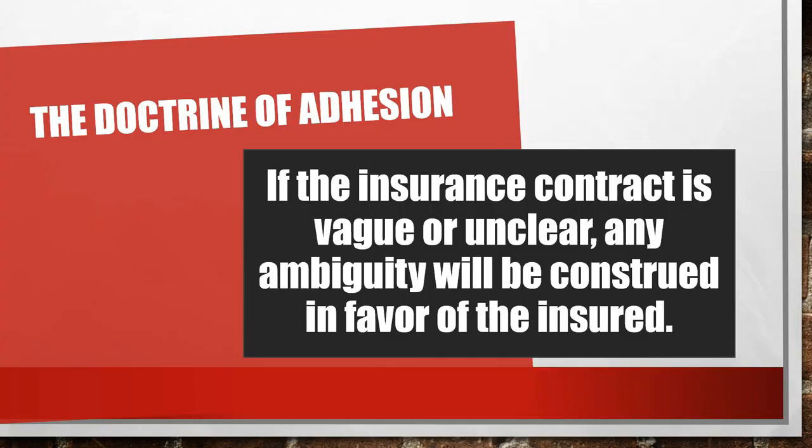So since insurance contracts are contracts of adhesion, then the doctrine of adhesion applies. So the doctrine of adhesion states that if the insurance contract is vague or unclear, any ambiguity will be construed in favor of the insured. So if the terms and conditions are unclear or very broad, then the doctrine of adhesion has the insured's best interest in mind, the customer's best interest in mind.